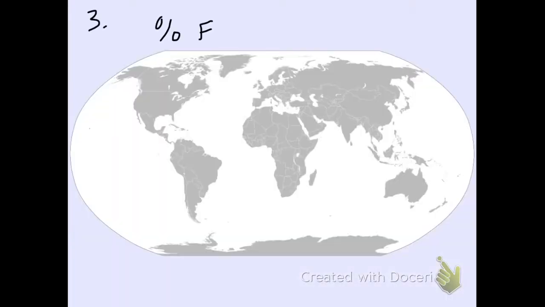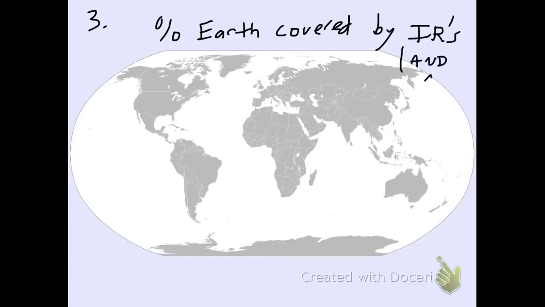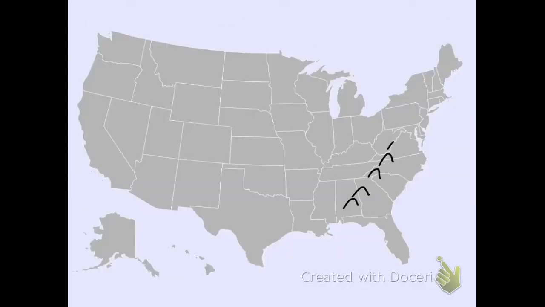So number 5, here we have a map of the world. And what I'm looking for in this question is what percentage of the Earth is covered by igneous and or metamorphic rocks? And that is your question. The answer, of course, is 95%, and 5% is covered by sedimentary.